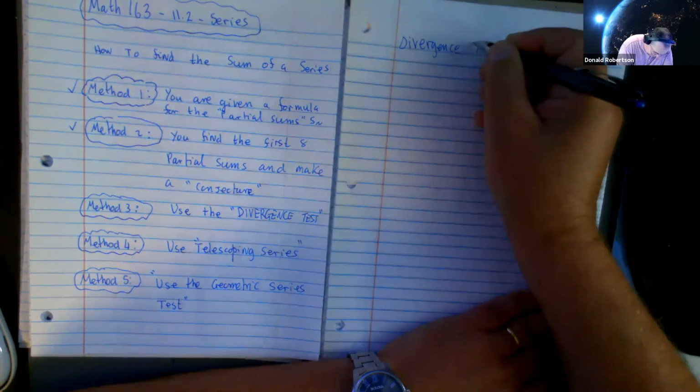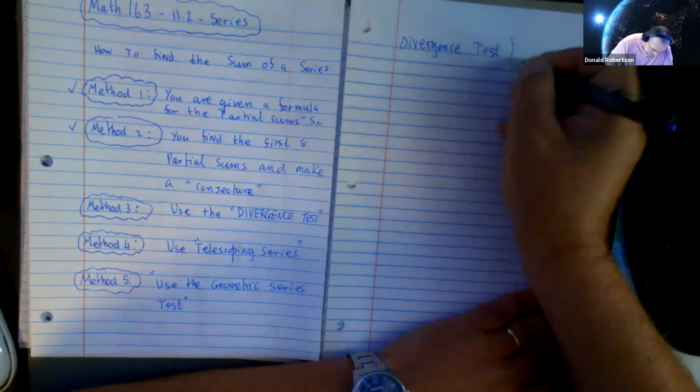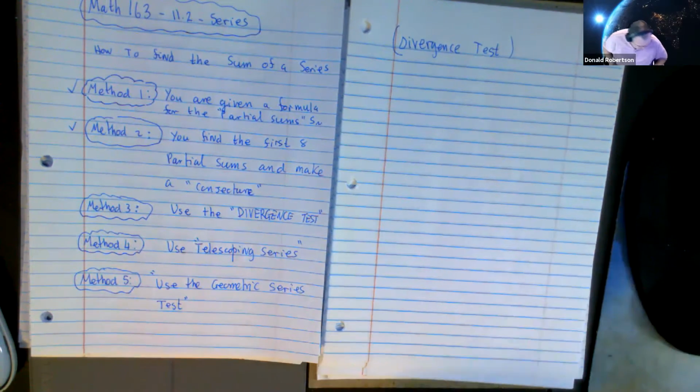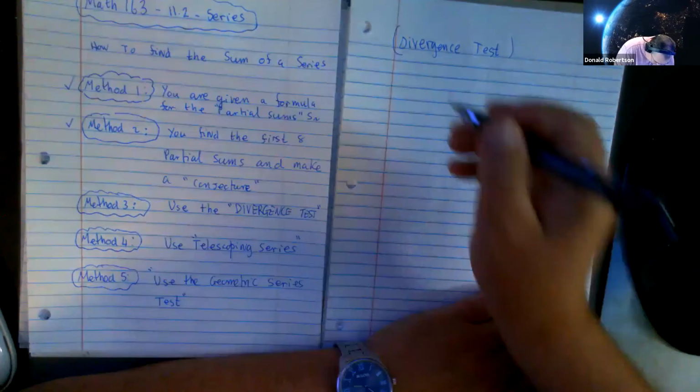Let's look at method 3, called the divergence test. I believe that there are 9 tests dealing with a series, 9 algebraic tests. It's a lot. That's why this takes 2 weeks to do. And the divergence test says this.